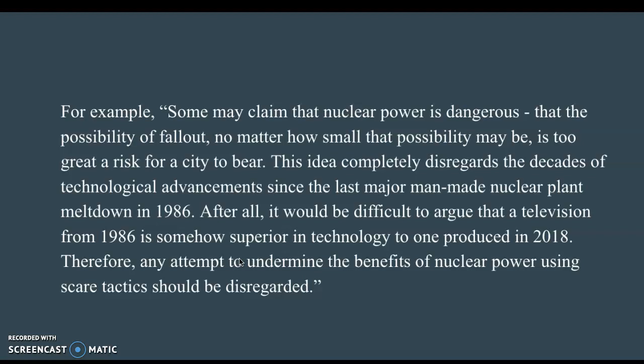This idea completely disregards the decades of technological advancements since the last major man-made nuclear plant meltdown in 1986. After all, it would be difficult to argue that a television from 1986 is somehow superior in technology to one produced in 2018. Therefore, any attempt to undermine the benefits of nuclear power using scare tactics should be disregarded. So I have completely defeated the argument that somebody may say, well, nuclear power is dangerous, and that even if it's a 1% chance of fallout, that's too much.